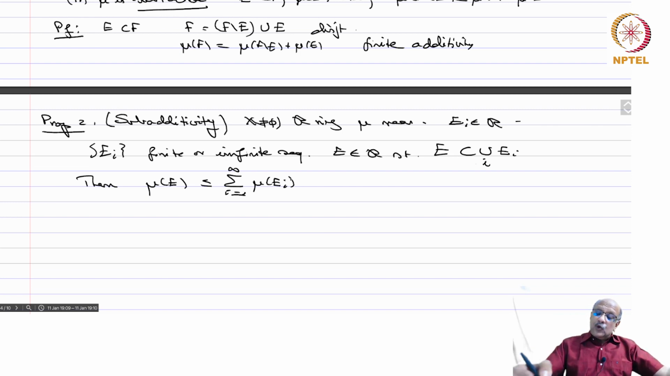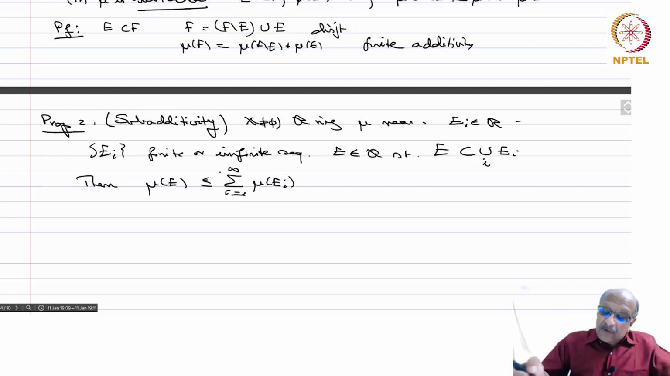In particular, if the union itself is in R, then if E is the union, you have this inequality always true, irrespective of whether they are disjoint or not. If they are disjoint, then it's equal. If they are not disjoint, it's less than or equal to. So, proof.